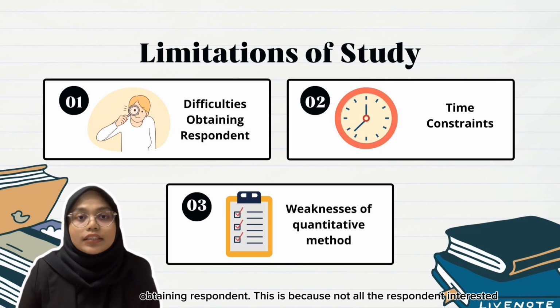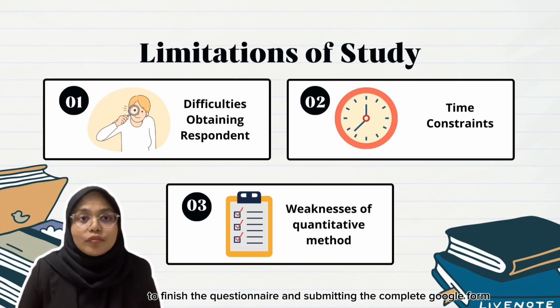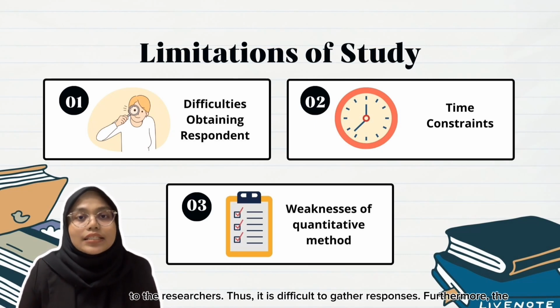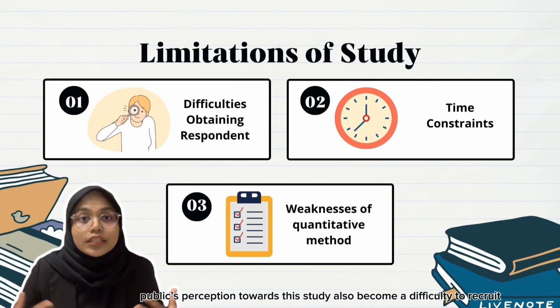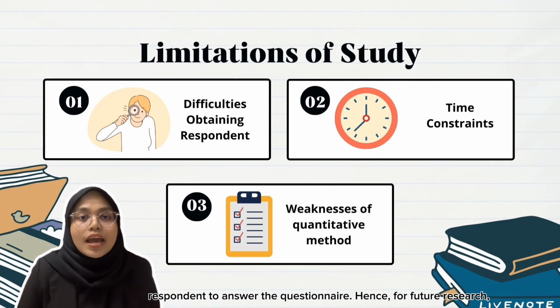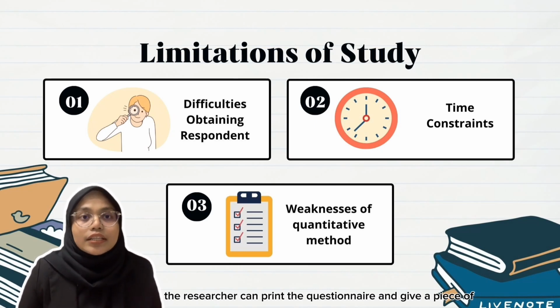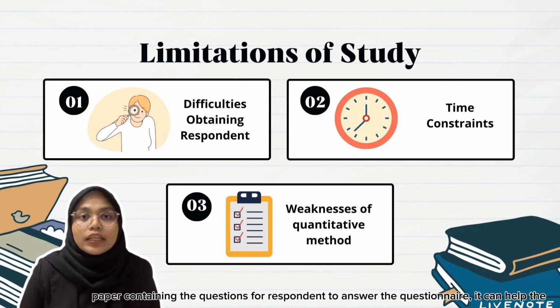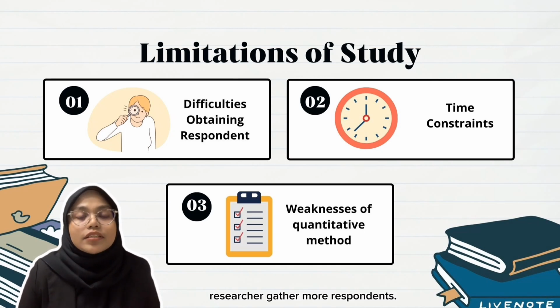Firstly is difficulty obtaining respondents. This is because not all the respondents are interested in finishing the questionnaire and submitting the completed Google Form to the researcher. Thus, it is difficult to gather responses. Furthermore, the public perception toward this study also became a difficulty to recruit respondents to answer the questionnaire. Hence, for future research, the researcher can print the questionnaire and give a piece of paper containing the questions for the respondents to answer. It can help the researcher gather more respondents.